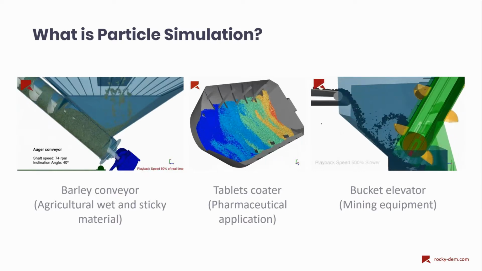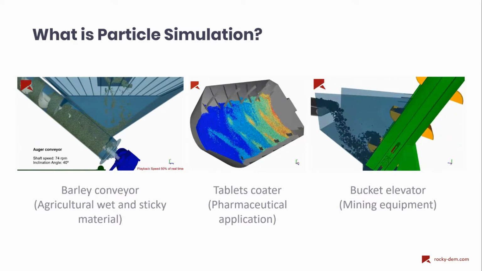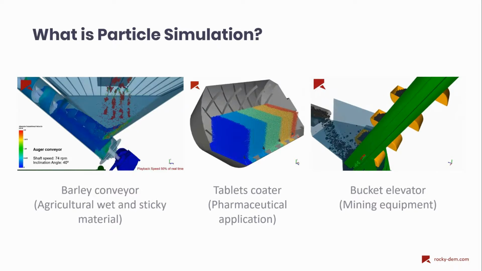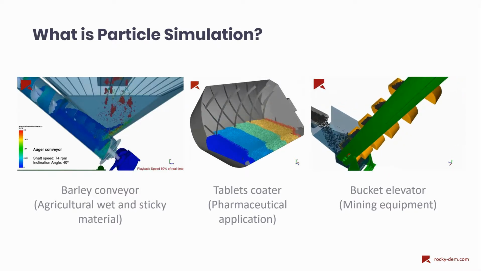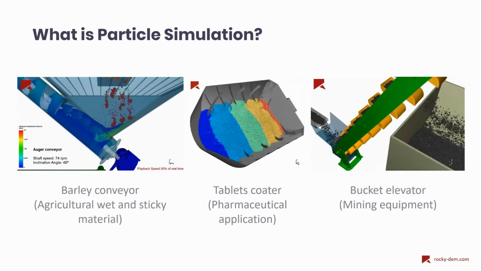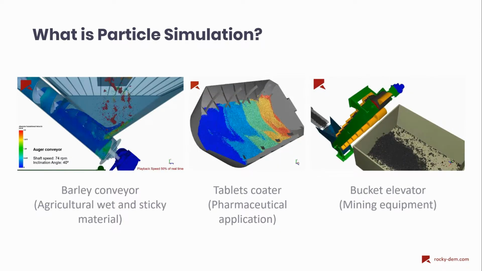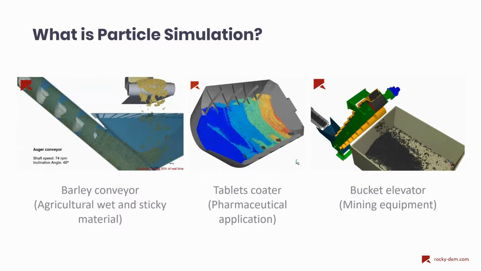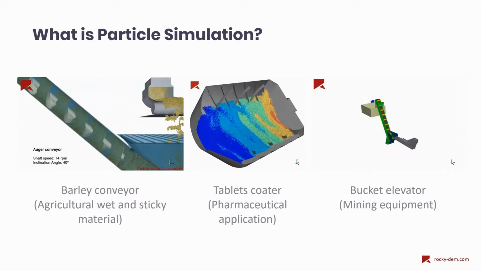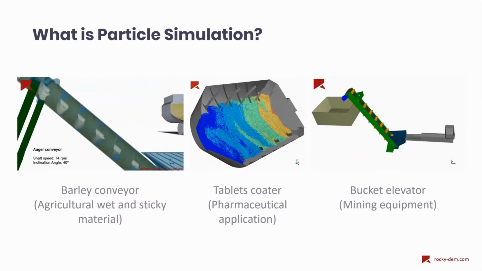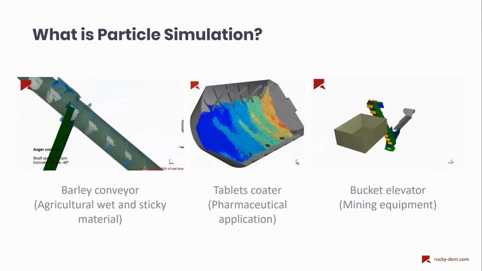For example, here on the left, we have a barley conveyor that processes wet and sticky agricultural material. We can see how the selection of the particle material and adhesiveness of the material affect their movement. In the center, we see a tablet coater and how post-processing tools can be used to visualize the state of the mixing and residence time of the particles.